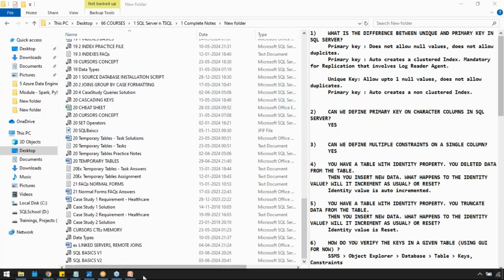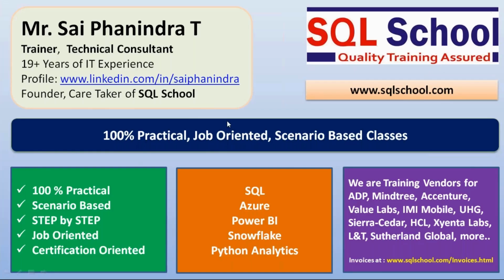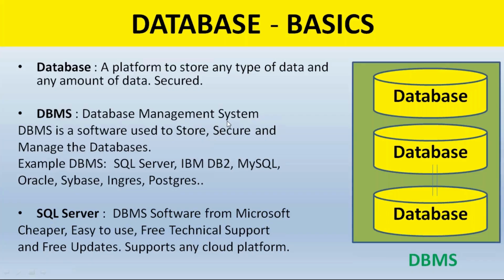Let's understand what is database to start with. I said we have 2 levels of introduction. One basic level, one detailed level. We'll do both today. Database, a platform to store any type of data, any amount of data, fully secured. And to operate on database, we have something called DBMS, Database Management System.